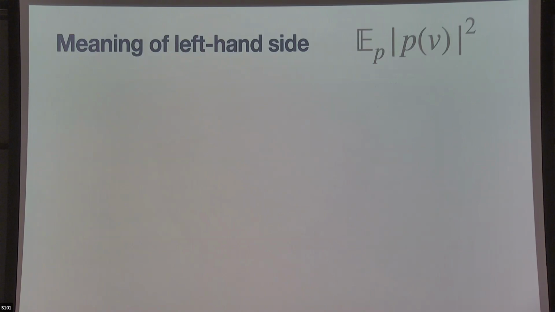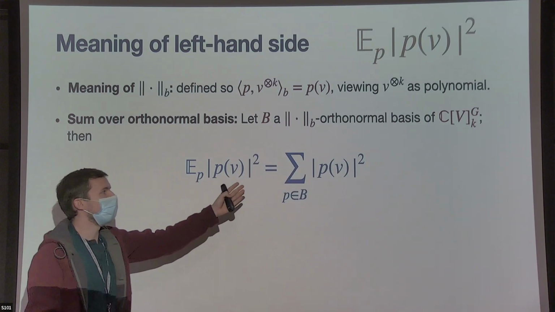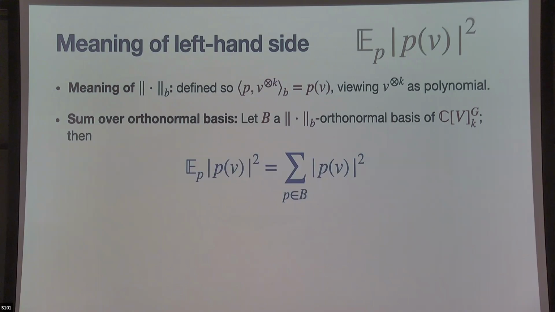So what's an equivalent way to think of this expectation? You can just as well think of an orthonormal basis with respect to this inner product of the invariants and just sum over evaluation squared of them. This is the same thing. And this is all because this distribution is isotropic.